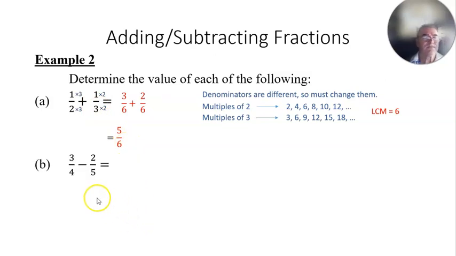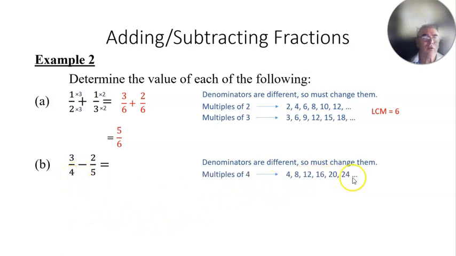So another example, if we have a look here, the denominators are different, so again we've got to change them. Let's look at our multiples of the first denominator here, the multiples of 4, which are our 4 times tables. And then we'll look at our multiples of 5, so our 5 times tables. And we want the lowest one that they've got in common, which in this case happens to be 20. So our lowest common multiple is 20, which means we're going to make them both out of 20.